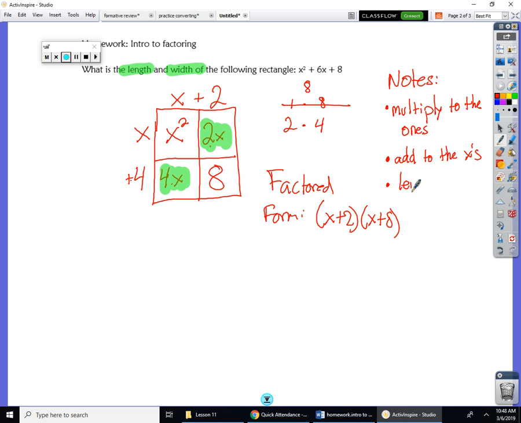So we need our length and width. So these are the three things that we're looking for here. We're looking for the length and the width that'll give us our ones, but add to the x's. So we know that the length and width, 2 times 4 will give us 8, and then 2 plus 4, when we fill this inside, will give us a 6.